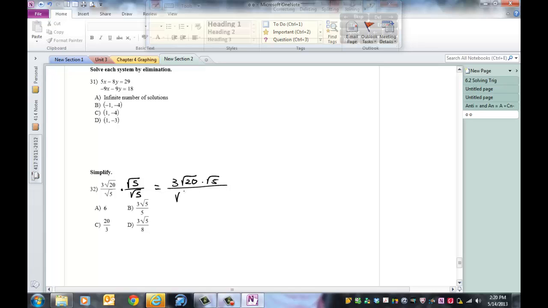Technically, this becomes square root 5 times square root 5, which then becomes two little square roots is one big square root. 20 times 5 is 100. 5 times 5 is 25. Well, we know the square root of 100, that's 10. So this becomes 3 times 10. Square root of 25 is 5. My answer comes out to be A, 6. Rationalizing, rationalizing, rationalizing. You cannot leave that denominator with a root down there. You have to simplify that.